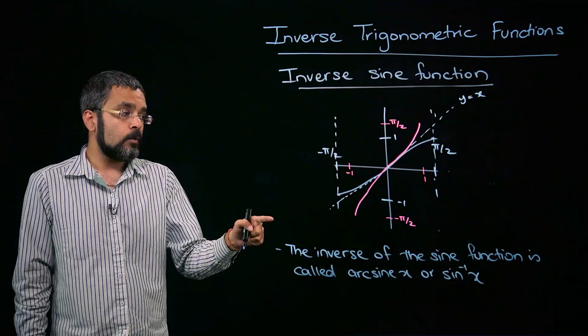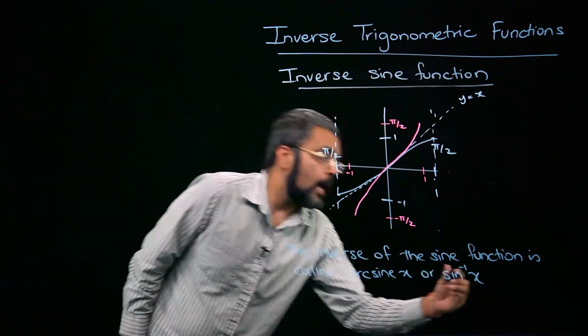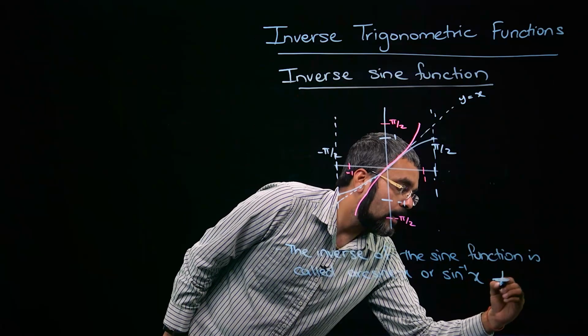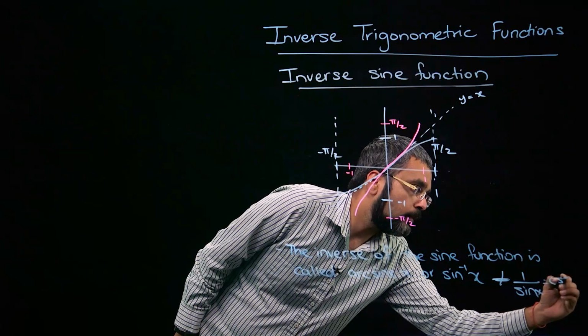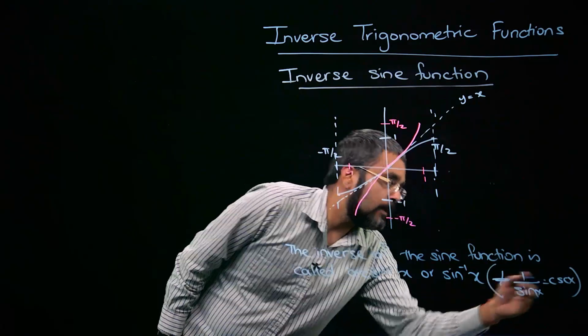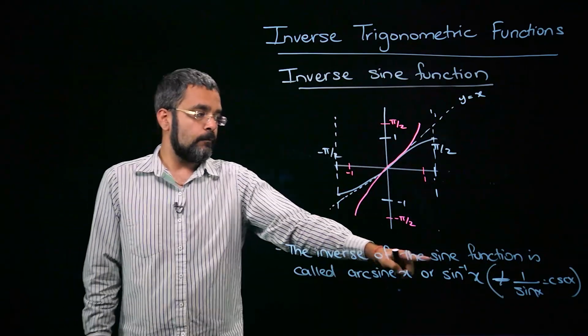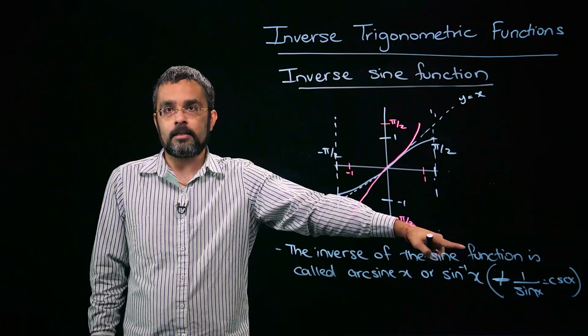Now do not confuse that with cosecant. This is not equal to 1 over sine x or cosecant x. That's a big mistake that people make. Do not make that mistake. This is very different than what cosecant x is.